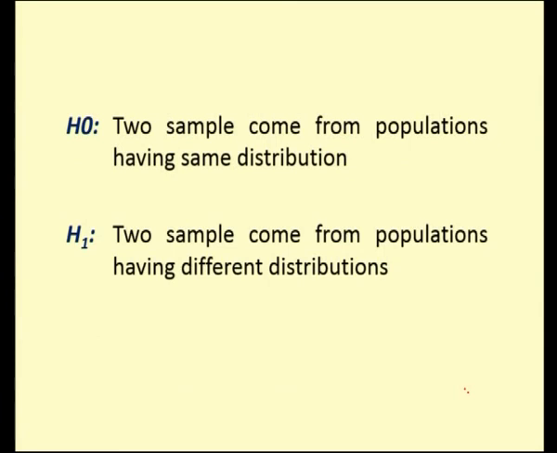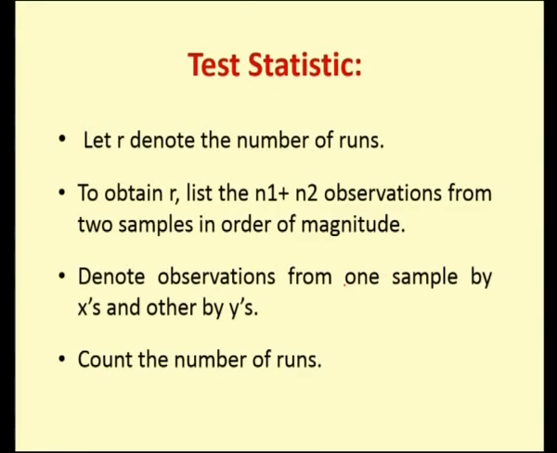Here we define the hypotheses. H0: the two samples come from populations having the same distribution. H1: the two samples come from populations having different distributions. What is the test statistic? Let R denote the number of runs. I have taught you how to find the number of runs. To obtain R, list the n1 plus n2 observations from the two samples in order of magnitude. Denote the observations of one sample by x and the other sample by y, some sort of symbol. Count the number of runs.